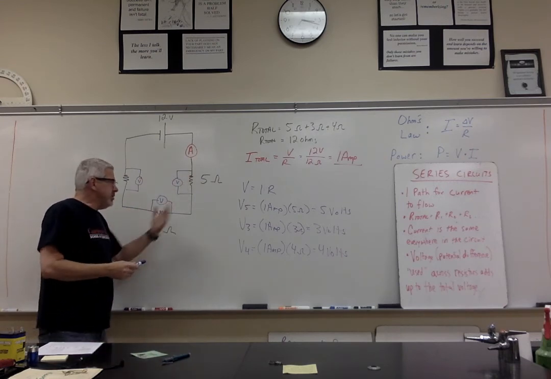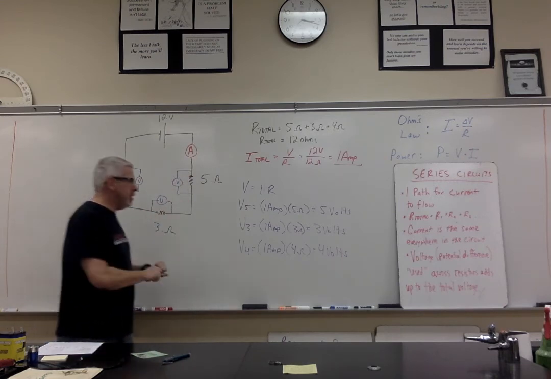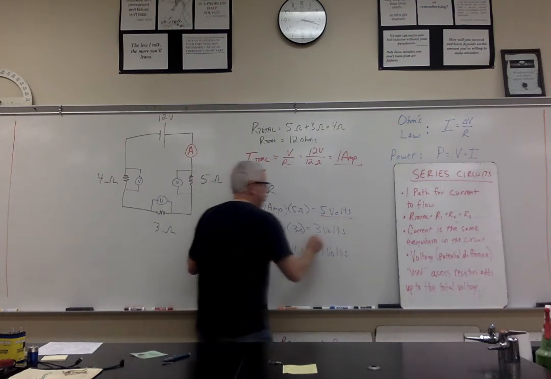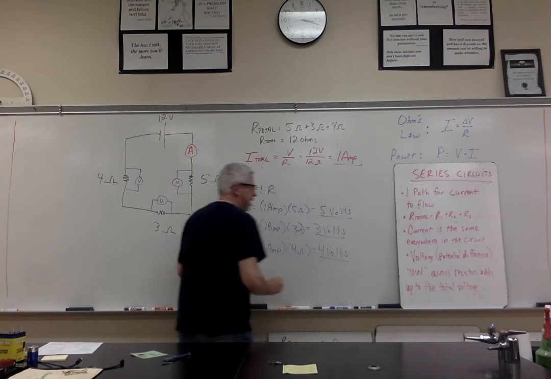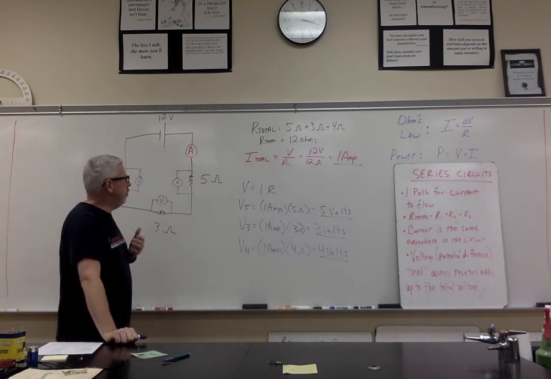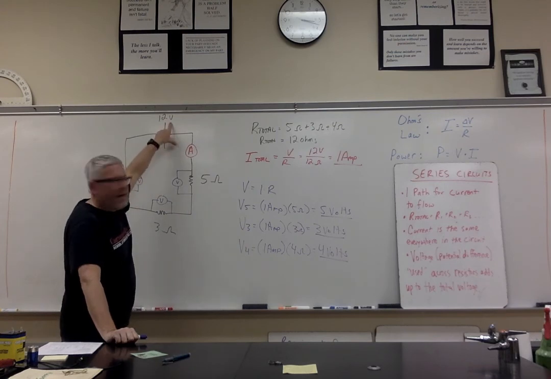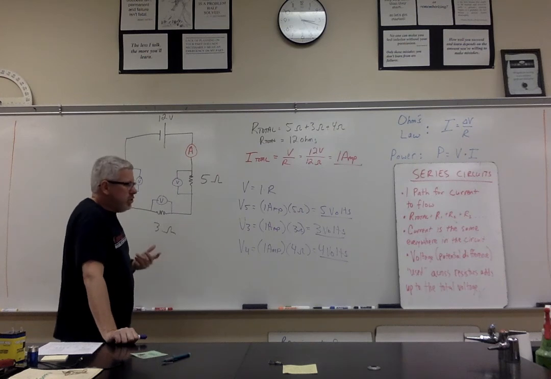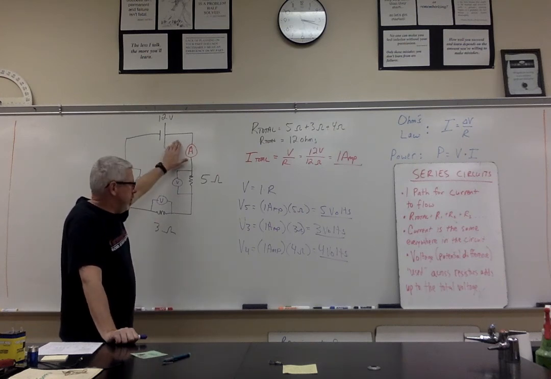The other thing that's nice by doing these calculations, what we can see is that I lose 5 volts across the first resistor, 3 across the next one, 4 across the last one. 5 plus 3 plus 4 means I've used up 12 volts. That agrees with the fact that I have a 12 volts difference from this side of the circuit to this side of the circuit. So I should use up all the voltage that's provided.